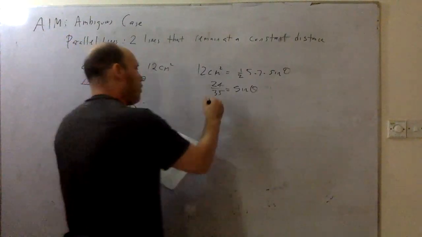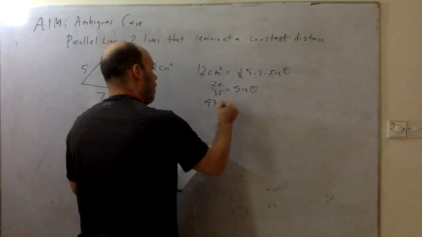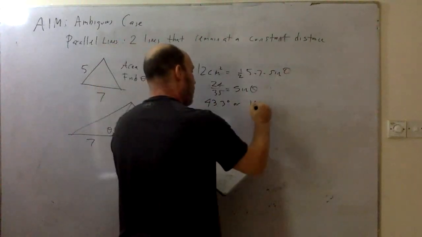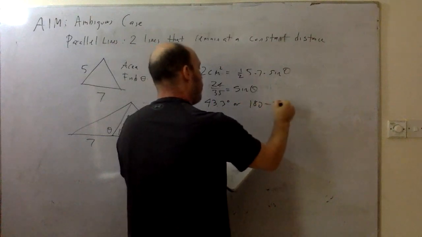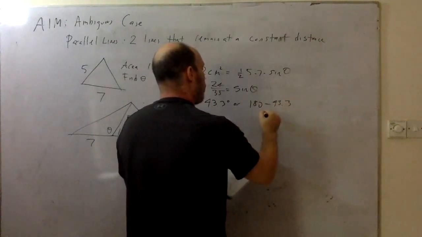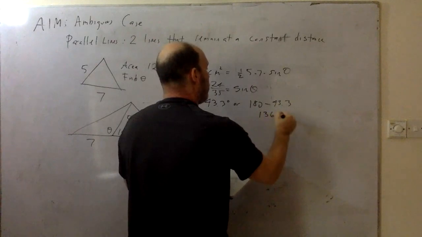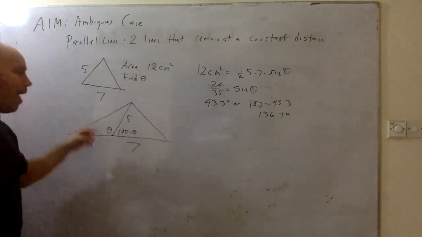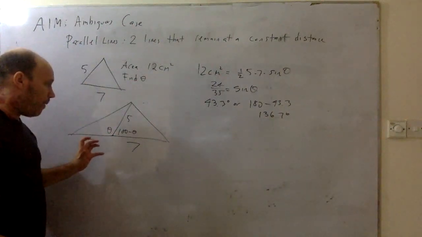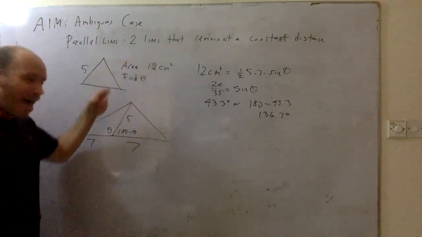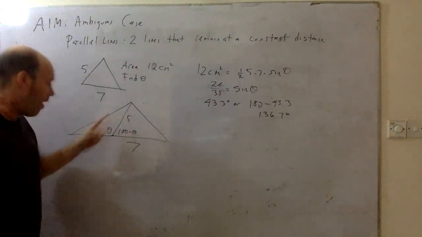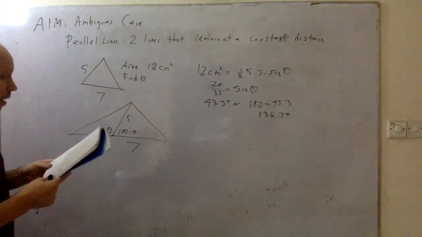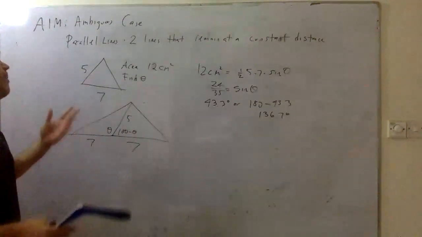The answer is 43.3, or 180 minus 43.3, which is 136.7. So it's kind of cool. There's actually two types of triangles that have an area of 12 and sides of 7 and 5. Kind of interesting. And this should always work.